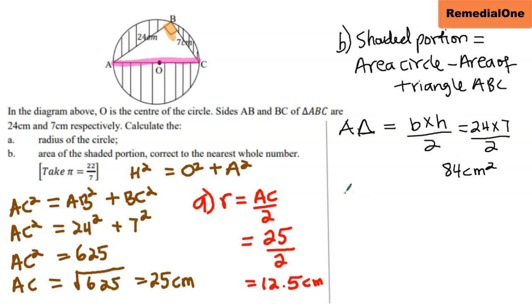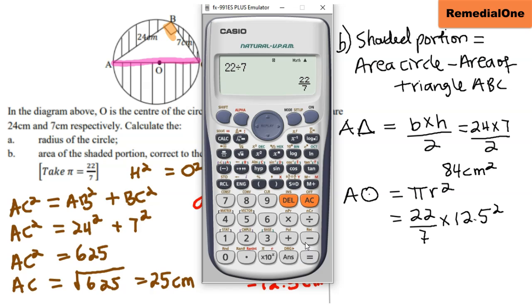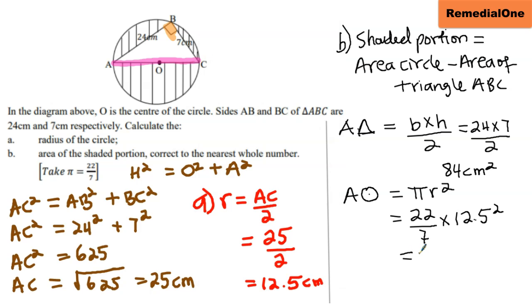Now we are looking for the area of the circle. The area of a circle is pi r squared. They have given us pi to be 22 over 7, times the radius, which we got to be 12.5. You can also grab your calculator as we have been doing: 22 over 7 times 12.5 squared. That gives you this, and you can convert it to a decimal. So here we got 491.07 centimeters squared.